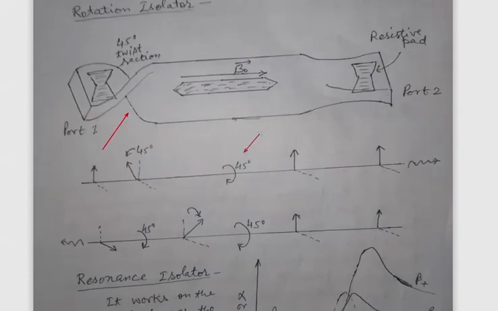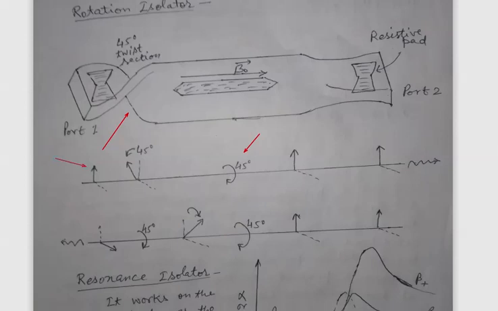Now we will discuss the transmission of the wave from port 1 to port 2. So this is the direction of the electric field vector at the input port number 1. When it passes through the 45-degree twist section, the plane of polarization of the wave will be rotated in the counterclockwise direction by 45 degrees, and a further 45 degrees of rotation caused by the Faraday rotation will be produced when the wave passes through the ferrite rod section.